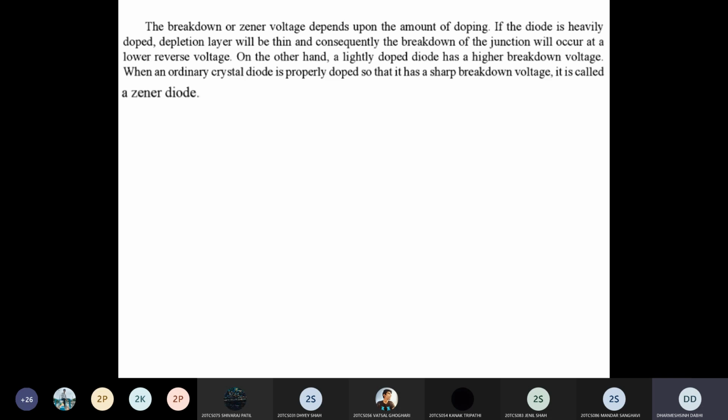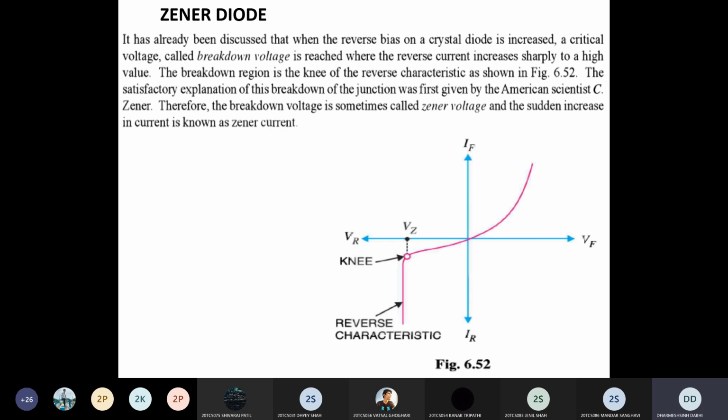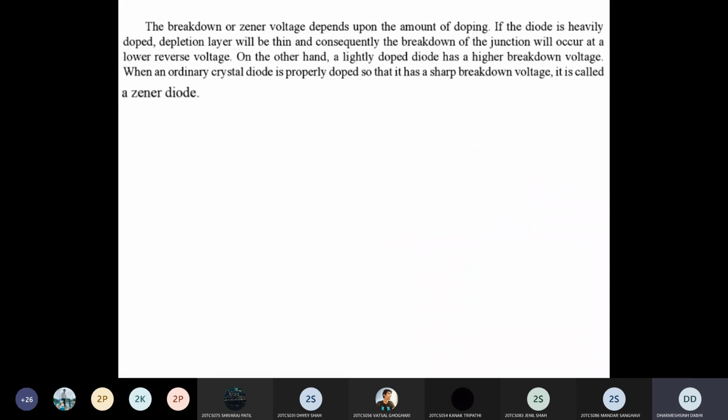This voltage Vz, the breakdown voltage or Zener voltage, depends upon the doping. It means how much impurity or doping is provided in the Zener diode. That decides the value of the Zener voltage. Clear? So the breakdown or Zener voltage depends upon the amount of doping you provided. If the diode is heavily doped, if you provide more doping, then what will happen? The depletion layer between the junction will become thin.